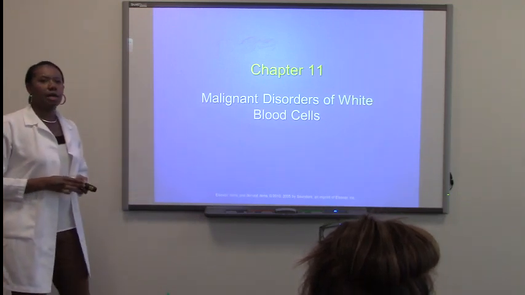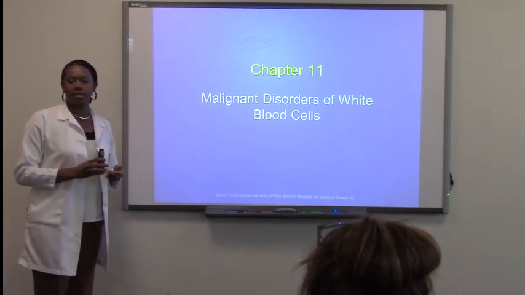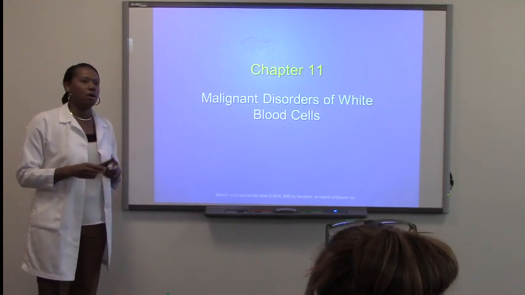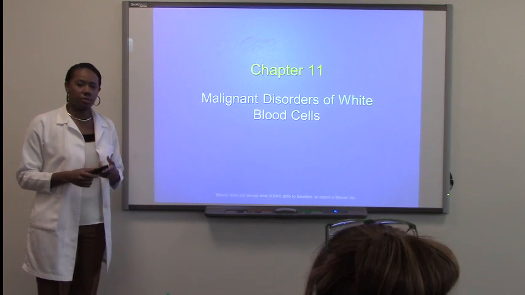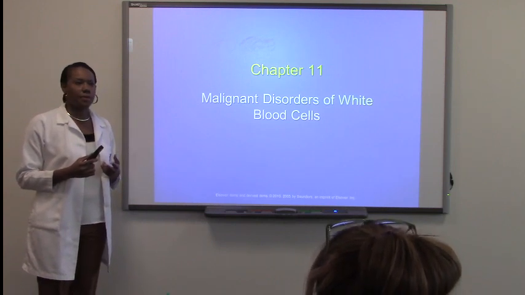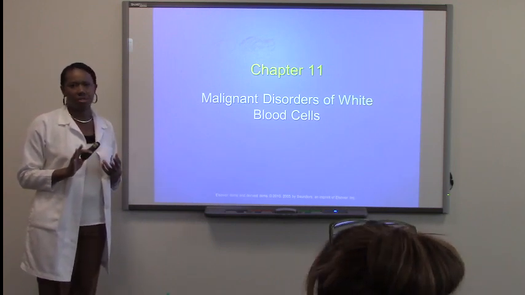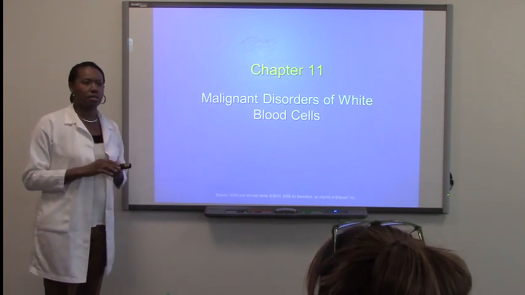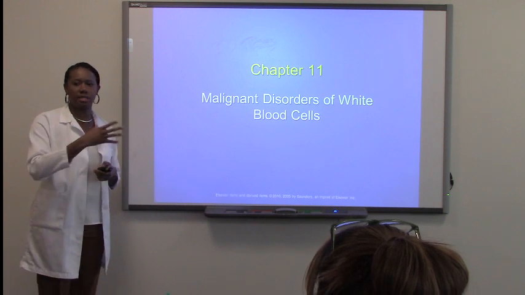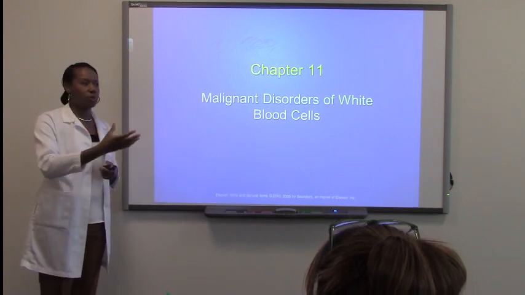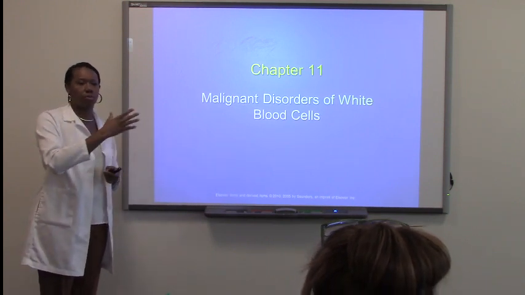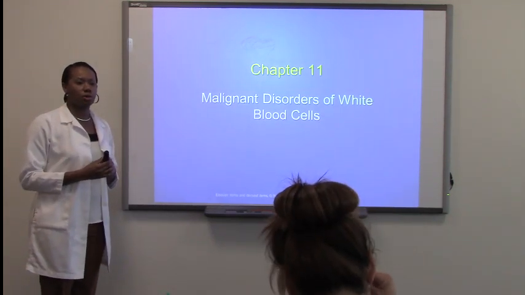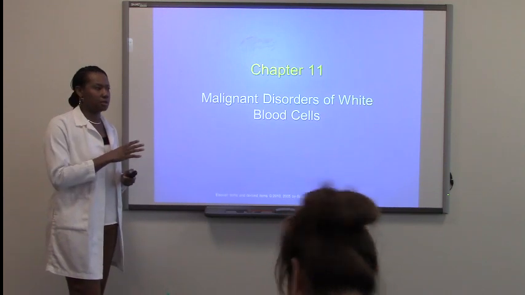Now, with chapter 11, we are going to go over malignant disorders of white blood cells. We're going to go over in detail all the different types of leukemias. We will go over their pathogenesis, or what I call hallmarks, because there are some hallmarks with these diseases that stand out, whether they have a particular chromosome or a particular pattern of the way it spreads. We will also go over treatment and signs and symptoms.